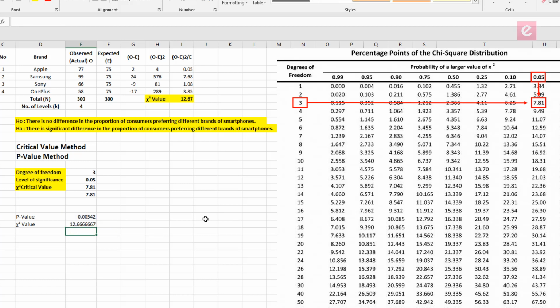You see the same chi-square value, 12.67. You see? So instead of that tabulation method, you can directly get the chi-square value through the p-value. So, chi-square equation as well as p-value equation. Now we go to the next section: how we can test the hypothesis using the p-value method.